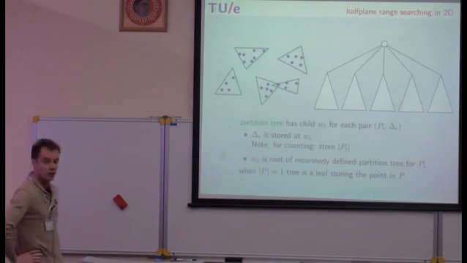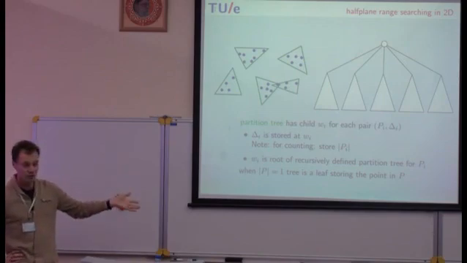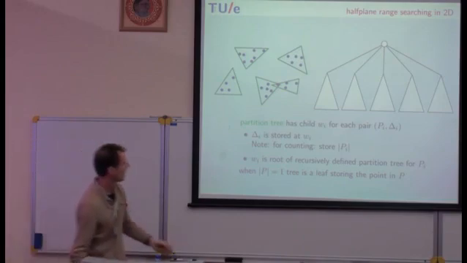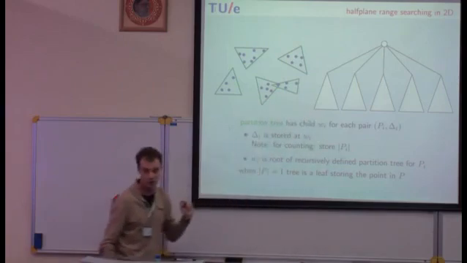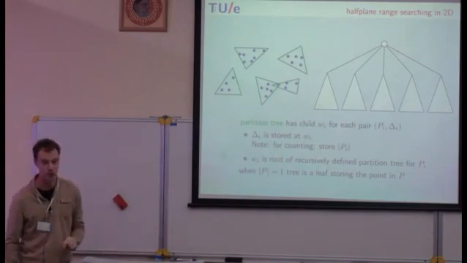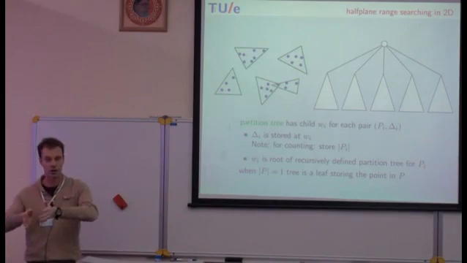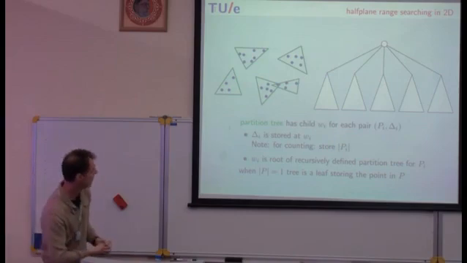Okay, so what's the tree structure? I hope that you can already predict it. It's a tree, but instead of a binary tree where each node has only 2 children, let's say the root has a child for each of my subsets. So here I have 5 subsets, so I have 5 children. In general, if you have a simplicial partition with r subsets, you're going to have r children.